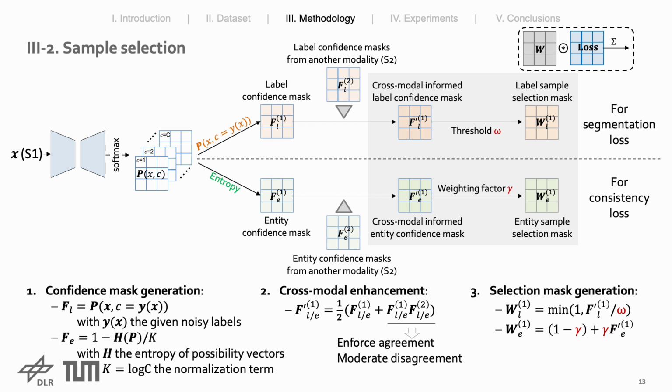Finally, we generate the sample selection mask from the cross-modal informed confidence mask with the given threshold omega and the weighting factor gamma. Particularly, for the segmentation loss, we assign the weight 1 to one sample if its confidence is above the threshold value. Otherwise, we assign its confidence value normalized with omega as the soft weight. For the consistency loss, we use the weighting factor gamma to control the proportion of the entity confidence in the entity sample selection mask for consistency loss.